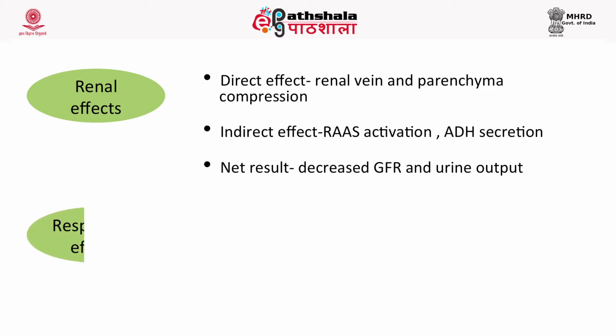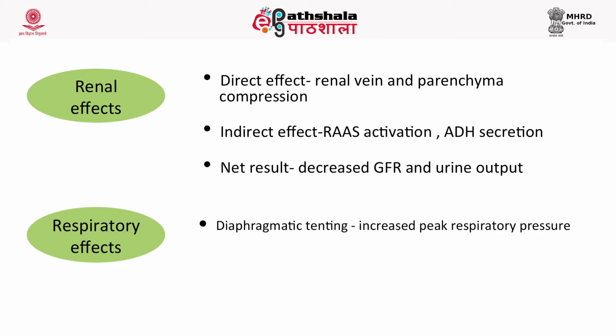The other effect is on the respiratory system. This pressure of the gas affects the diaphragm and the diaphragm is not able to move. So this is called diaphragmatic splinting. During that time there is increased peak inspiratory pressure. The anesthetist, to be very specific, has to use increased pressure for the ventilation to go on.